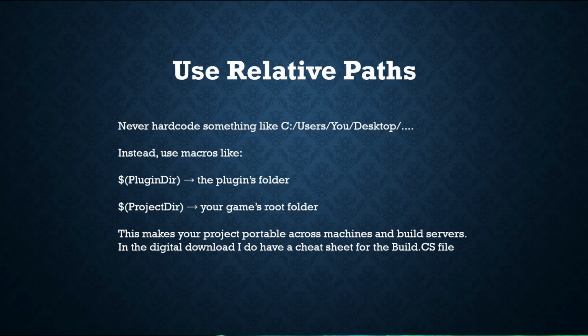One thing I'd like to stress here is never hard code your path to your files within this build.cs file. Make sure you use macros, because any time you compile it and want to use it on another machine, it's probably not going to work.